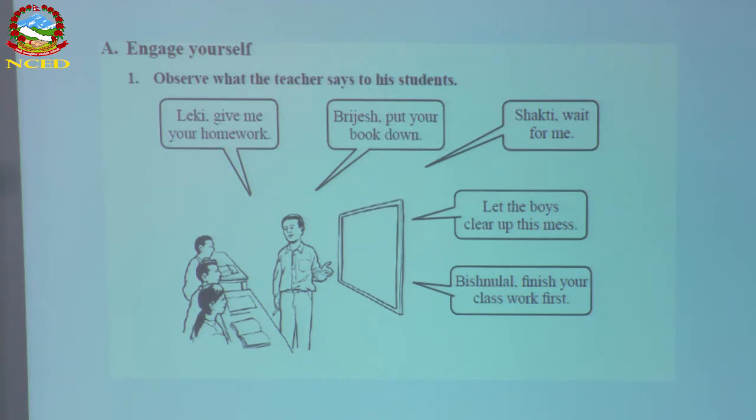What you notice is what kind of sentences the teacher is using when he is talking to the class. Leki, he is addressing a student. Give me your homework. This is a command, right? Similarly, another one, Bridges, put your book down. Again a command. Sakti, wait for me. Let the boys clear up this mess. Bisnulal, finish your classwork first. So all these sentences are commands.